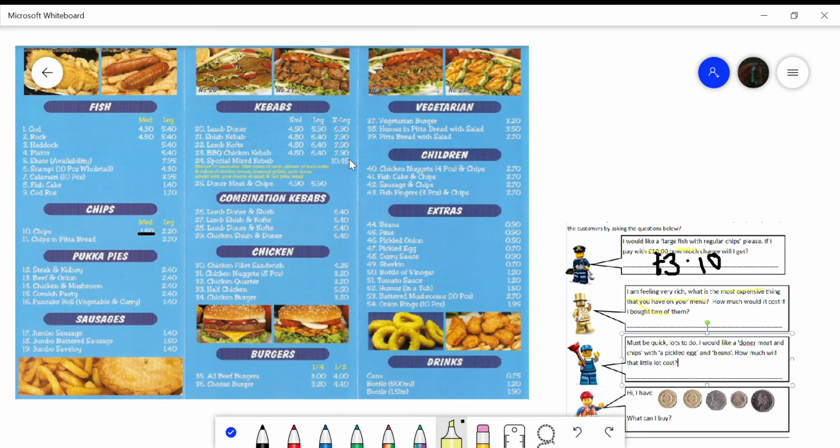Oh, look what I found. This special mixed kebab. This is going to be a really special one because look, it's £10.45. So what is the most expensive thing that we have on our menu? Well, it's not asking for a price, it's asking for what it is. So our answer is the special mixed kebab.